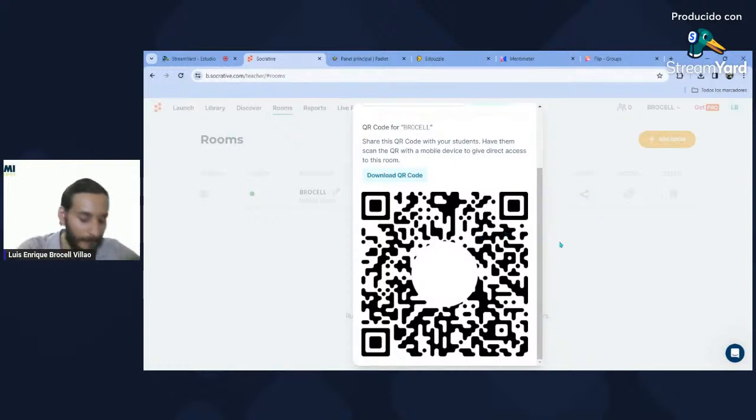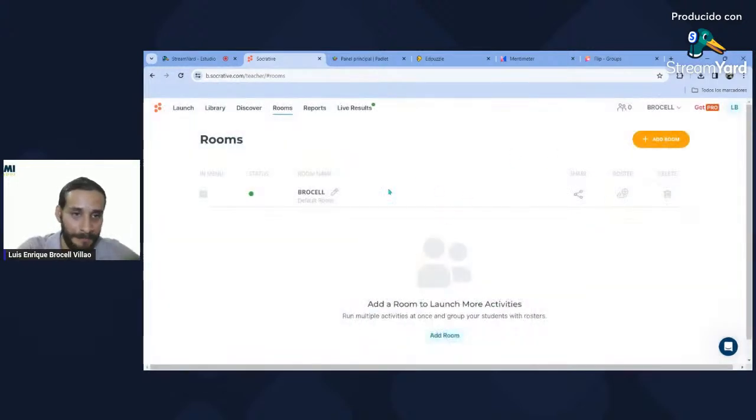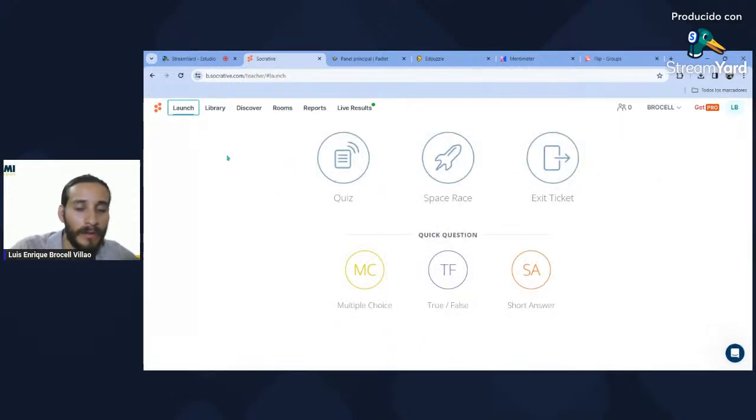Okay, this is a very technological application. Once you have created your room, you are going to be redirected to the launch part. We have a quiz, a space race, exit ticket, multiple choice, true or false, short answers. We can choose any of them, and they are the way that we give the students the assessment. Let's go for a quiz.